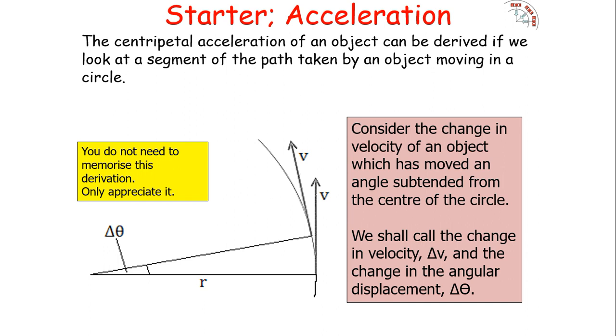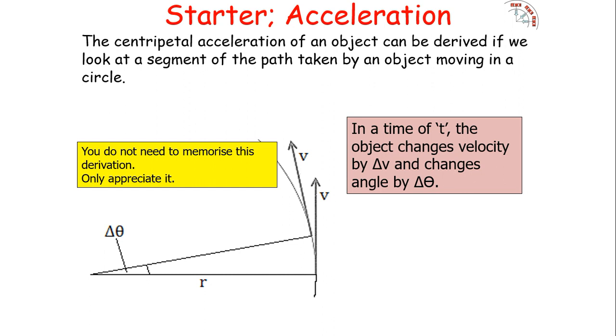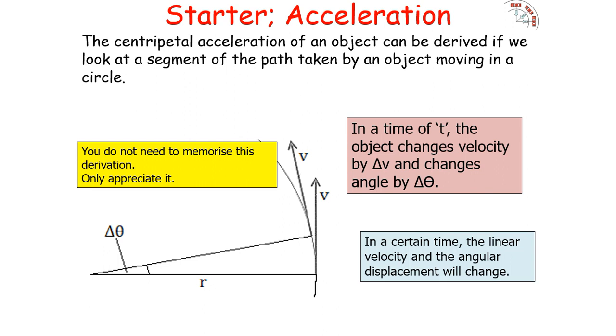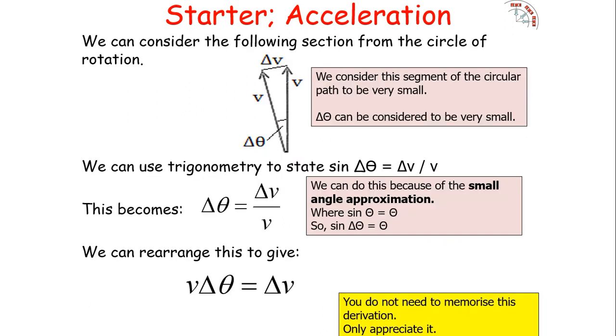So, if we consider the change in velocity of an object, its linear velocity, which is moving through an angle subtended from the center of the circle, we can call this change in linear velocity delta v, and the change in angular displacement delta theta. So in a time of t, the object changes velocity by delta v and changes angle by delta theta. We can consider the following section from the circle of rotation. Now we consider this segment of the circular path to be very, very small, so delta theta can be considered very small because the path that it's projecting out is very small.